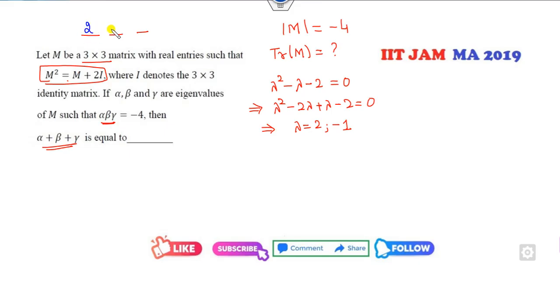So you got 2 eigenvalues from here. Can you find the third eigenvalue? By using this property, the product of the eigenvalues is minus 4. So what is the other eigenvalue? It should be 2 also. So what is alpha, beta, gamma, and what is the trace of this? 2 plus 2 minus 1, which is 3, is the trace of this. And you can see how many lines I have written. I have written only 3 to 4 lines.